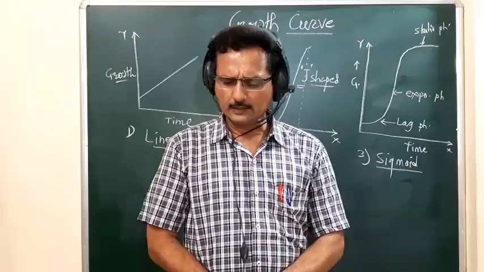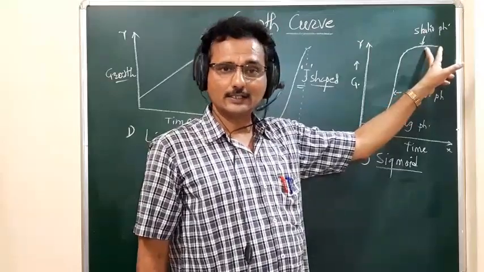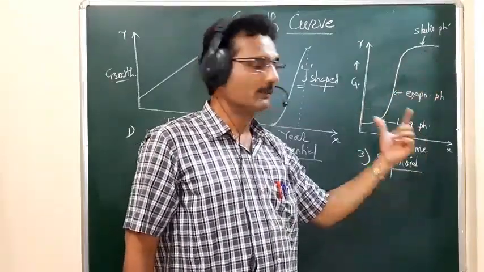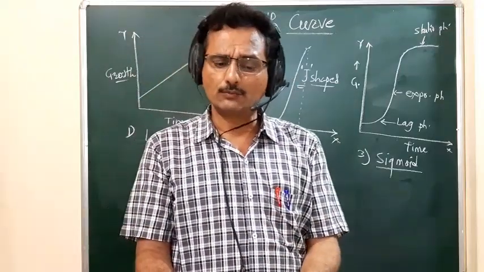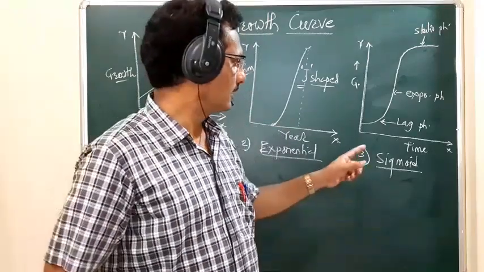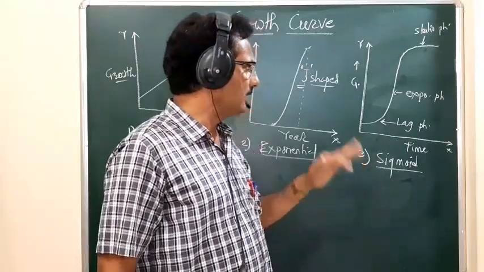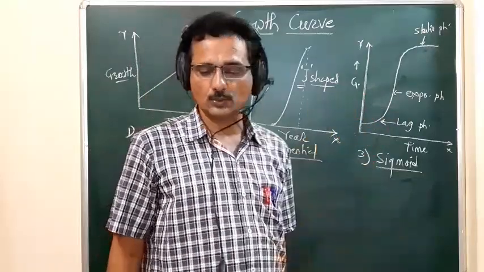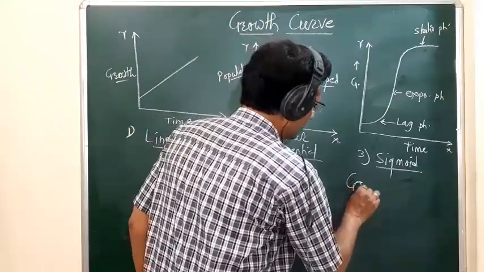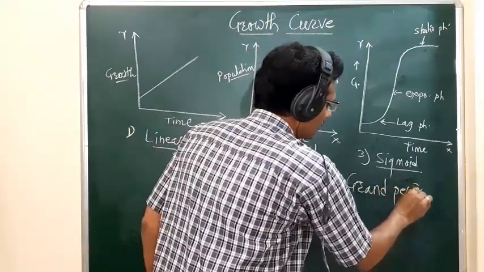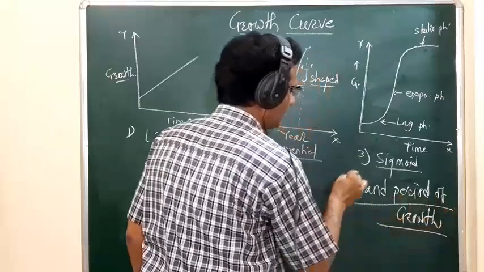So here, the growth rate at this stationary phase is very slow, but it requires the maximum time. All these details we have seen in the previous lecture. With respect to the different phases of growth seen in the sigmoid curve, the time required to complete these different phases of growth is called the grand period of growth.